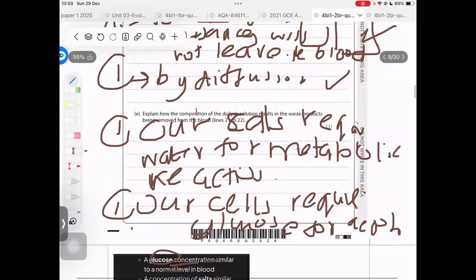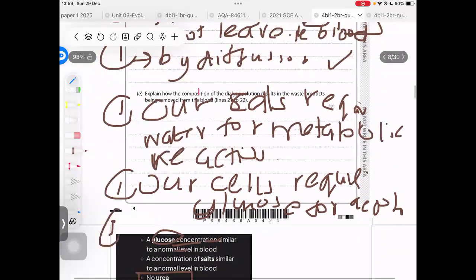And also, if you know a function of mineral ions, you can write down that our cells require mineral ions for this and this purpose, right? For example, we need iron to produce more hemoglobin. If you know an example of mineral ions, you can write it down. We need calcium ions, right? Our cells require calcium ions to maintain strong bones and teeth. You can write down something like that.